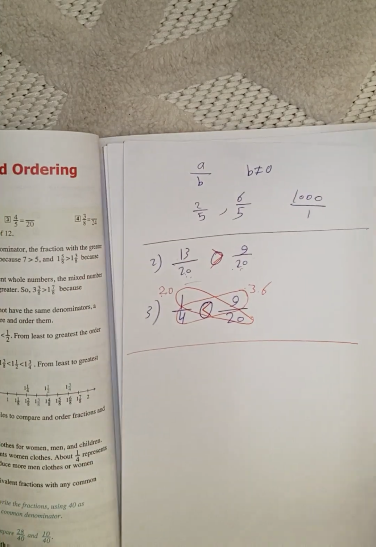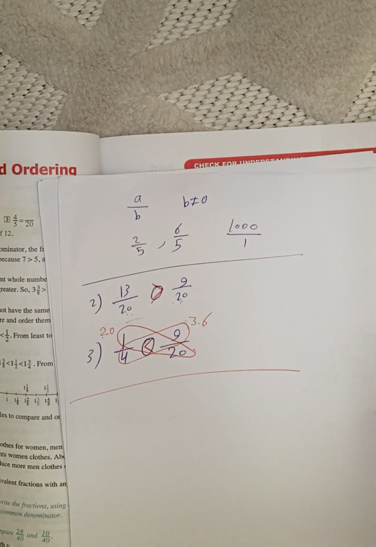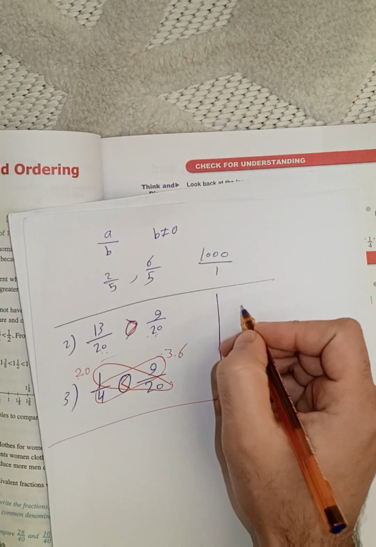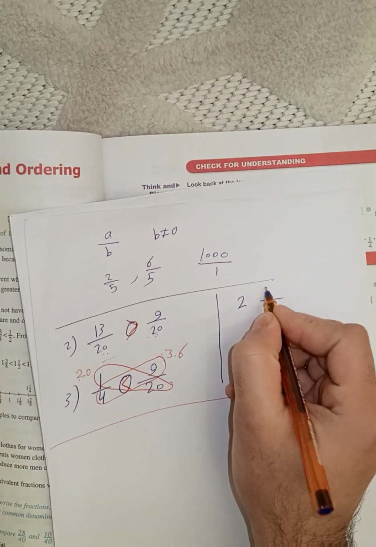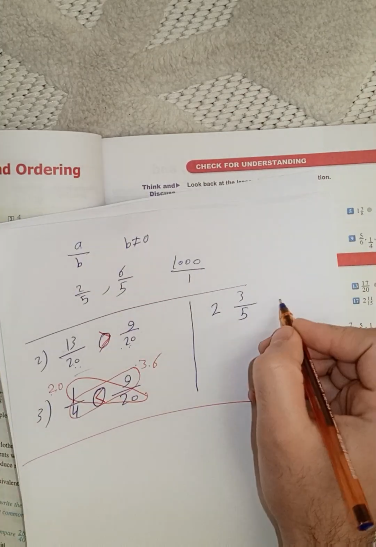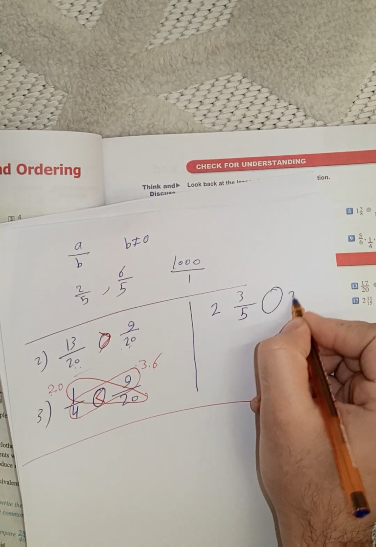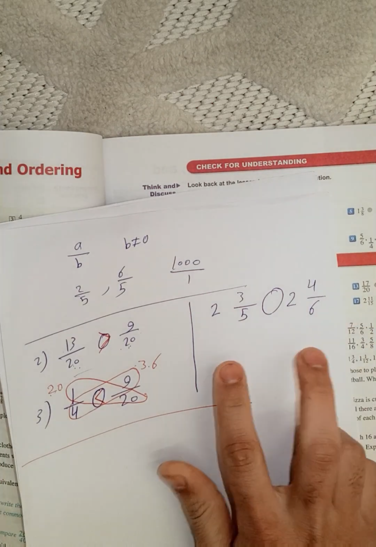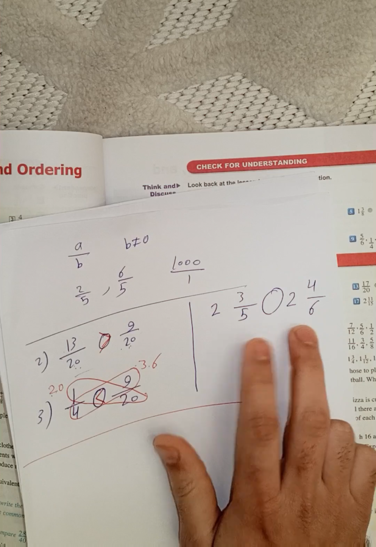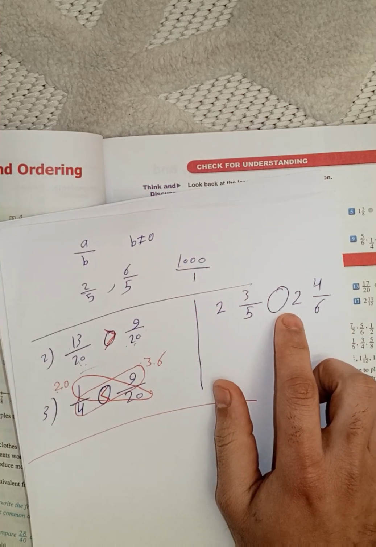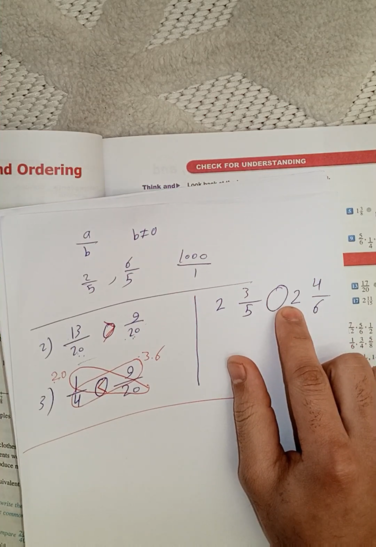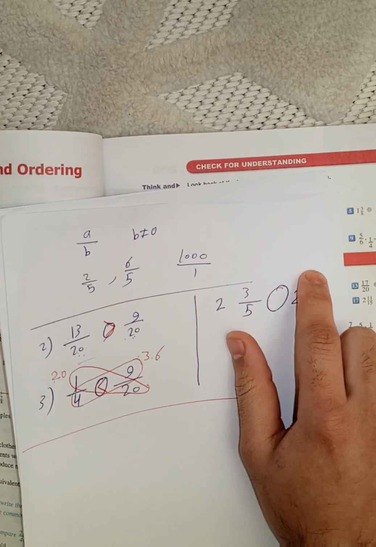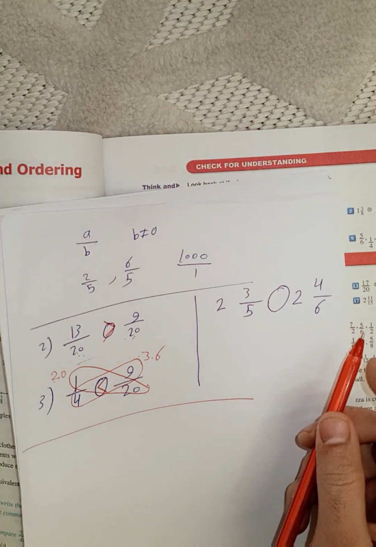If we have mixed numbers, let's say 2 and 3 over 5 and 2 and 4 over 6. Look at these two mixed numbers. Why are these two mixed numbers? Because each consists of a whole number and a fraction. So that's why this is called a mixed number. Okay? How can we compare mixed numbers?